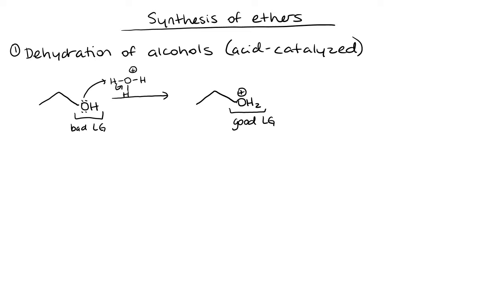So at this point, a second alcohol molecule will come in, and the alcohol will act as our weak nucleophile. Okay, so remember that it's a weak nucleophile because it is neutral, does not have a negative charge. So our weak nucleophile will come over, our oxygen will attack the carbon containing the leaving group and kick off our leaving group in the form of water.